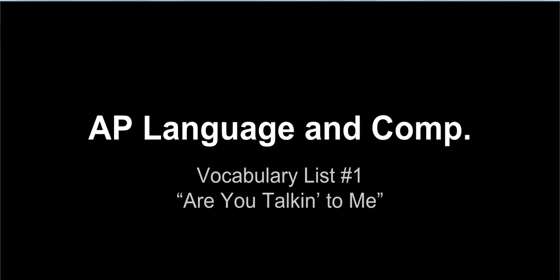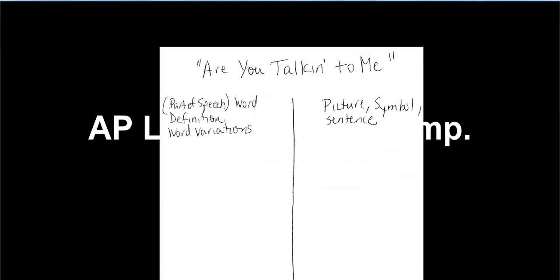You should take Cornell-style notes with each of these lists. Cornell notes are two-column notes. First, you put the title at the top of your page. So the title for this one is Vocabulary List 1, Are You Talking to Me?